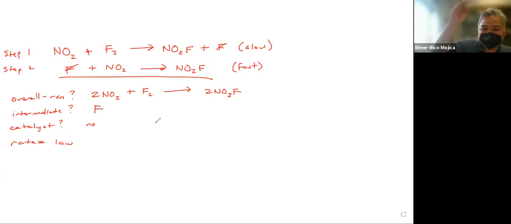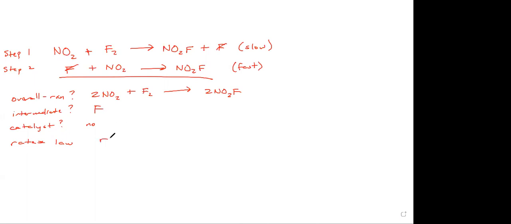Usually, a catalyst is present at the beginning and present until the end. You will see it in the reactant in the initial step, and in the product in the final step. So we don't have a catalyst. Now, what is the rate law here? K equals the concentration of NO2 times F2. Okay, very good.